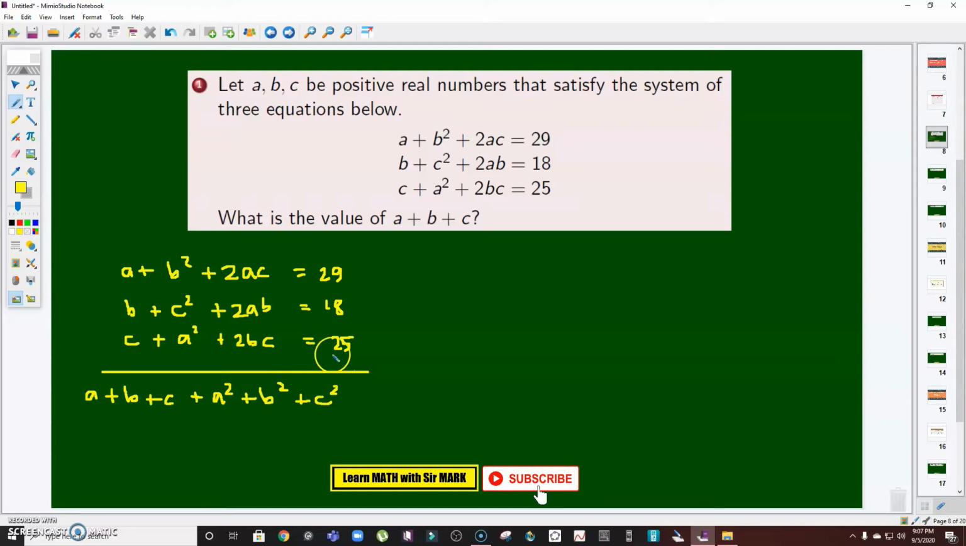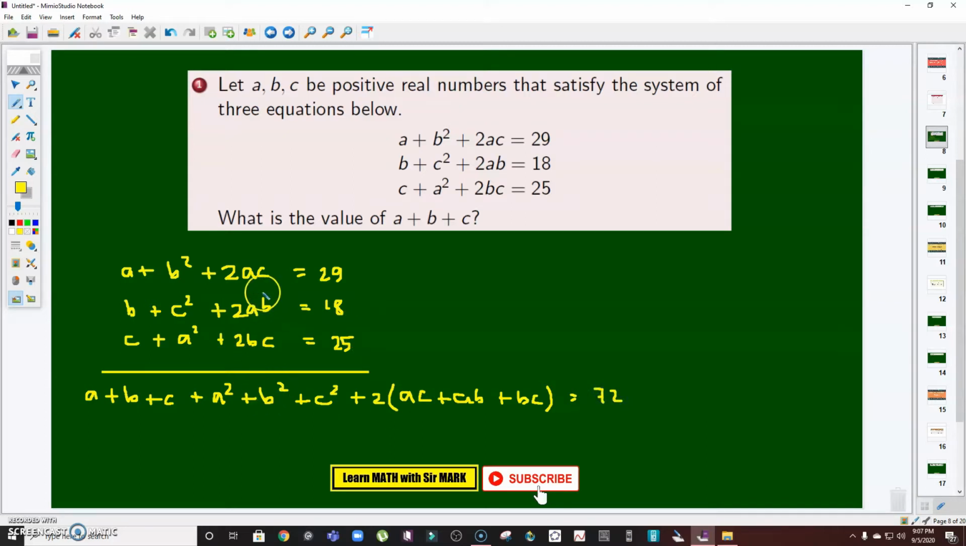Now, next, if you add 2AC, 2BC, and 2AB, the only thing you can do here is factor out 2. What will be left is AC plus AB and of course BC. And lastly, if you add 29 plus 25, that will be 54, plus 18, that will become 72.